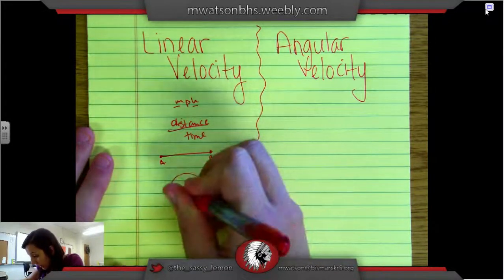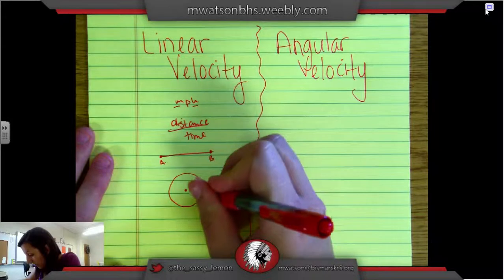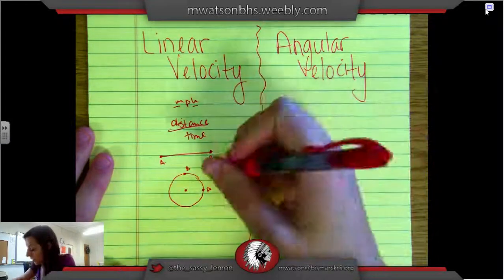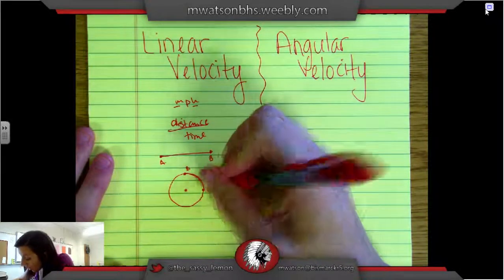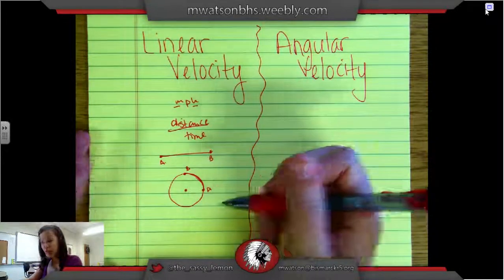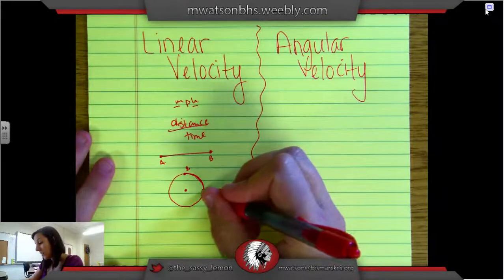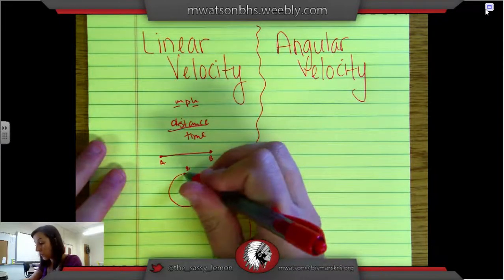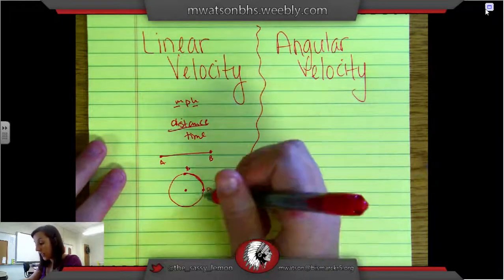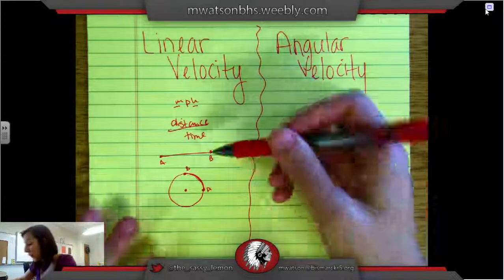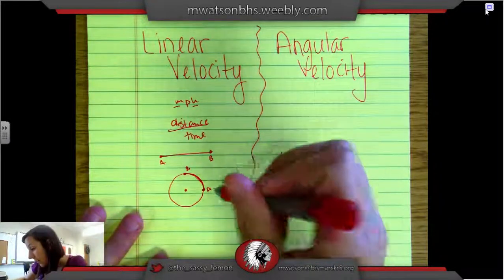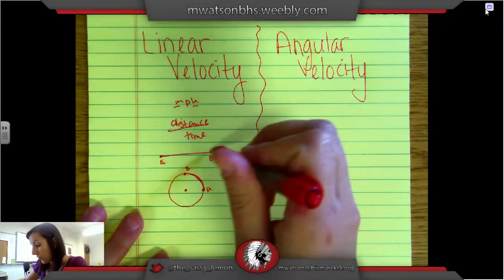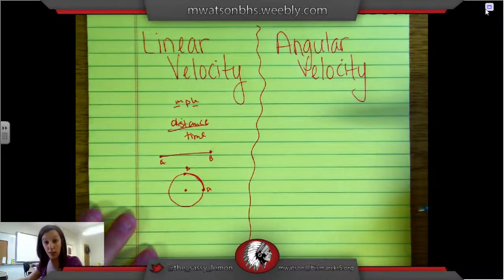Okay, we're working with circles though. So when you think about it like that, say we have a circle here and we have a point A and a point B. Well, you are going to be traveling on this circle at a set speed, and we want to figure out what that speed is. So it takes you so long to get from point A to point B, and you want to find the distance. So basically what I'm saying is linear velocity is how fast you're moving from point A to point B, whether you're on a straight line or on a curved surface.